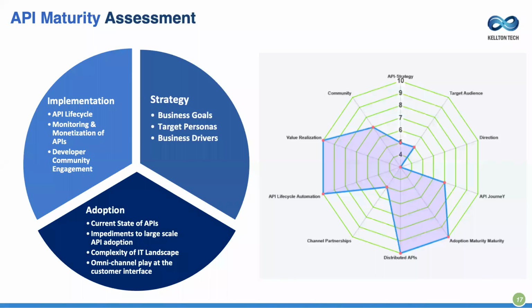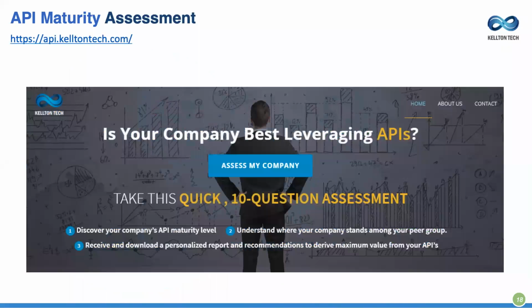So those are our strategic business requirements that can be identified and measured, to see whether we have matured in a certain area. I would like to introduce the audience to this assessment from Kellton Tech, api.kelltontech.com. At the end of the session, you might be directed there as well. It's a quick 10-question assessment.